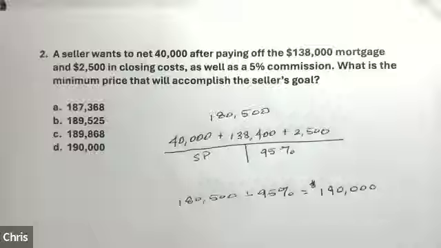The 5% commission is 5% of some number you don't know. And so unfortunately, you have to do it my way or some version of this that maybe you can do algebraically. That would be fine as well. But you can't just simply add 5% to the 180,500 because the 5% is not 5% of that number. It's 5% of some number that you do not know.